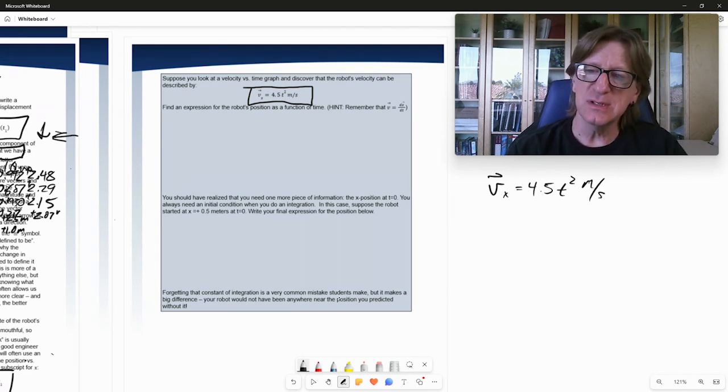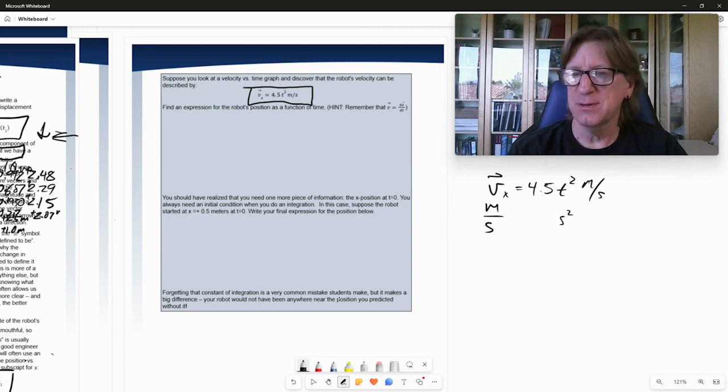What are the units of this constant? Well, this is meters per second. This is seconds squared, right? So I'm still going to need that second cubed in meters. So it happens to be that this one has the same units as the constant. They don't have to be, but they just happen to for this particular example. All right. So I want to find the position versus time. How do I get the position versus time?